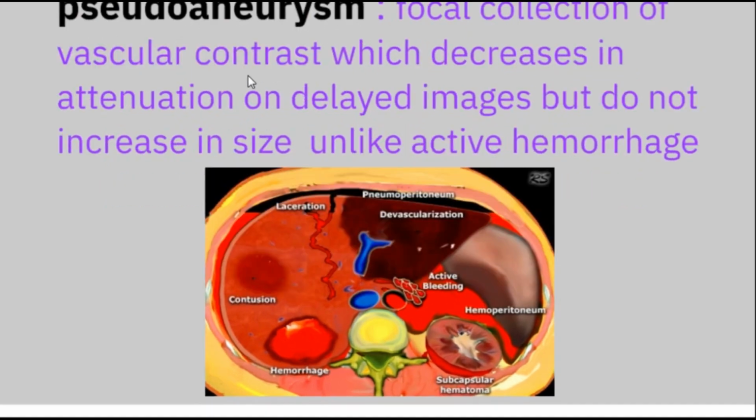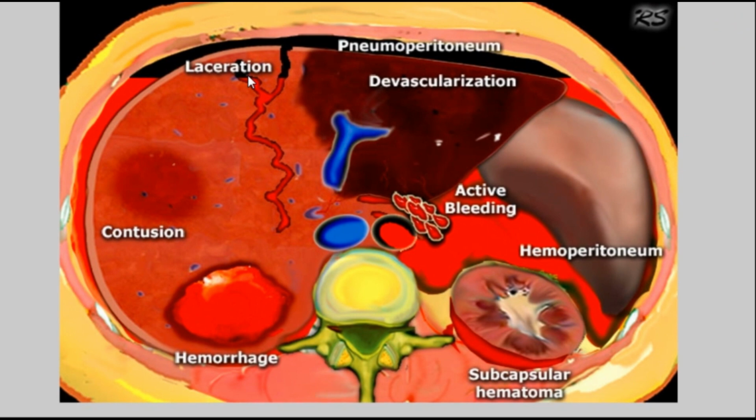Yes, we talked about how we have lacerations, which appear as an area of hypodensity, or an area of contusion or hemorrhage, or we could get active bleeding or hemoperitoneum, like when you see a collection of low density fluid around the liver, and this area of devascularization.